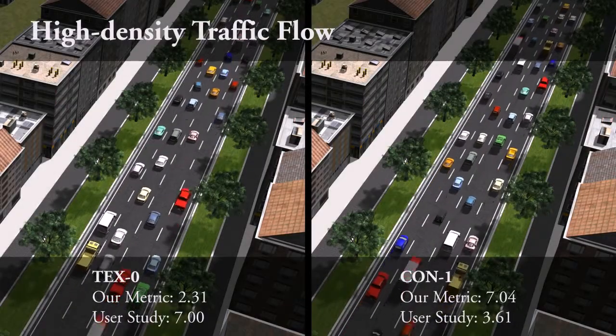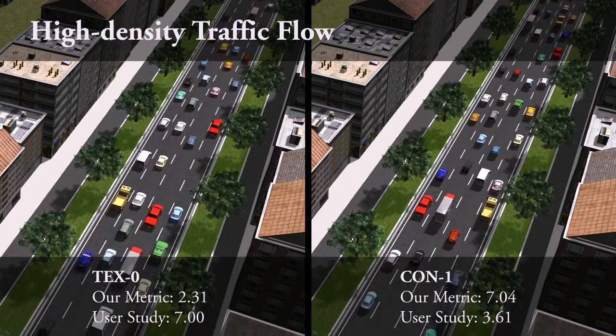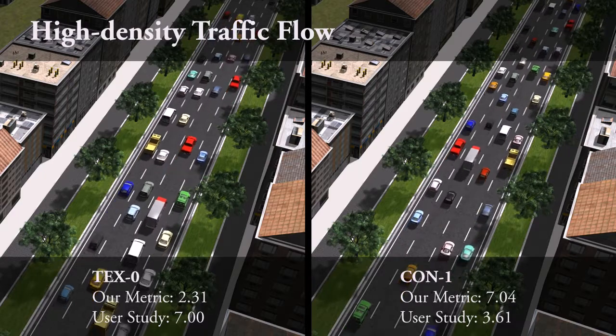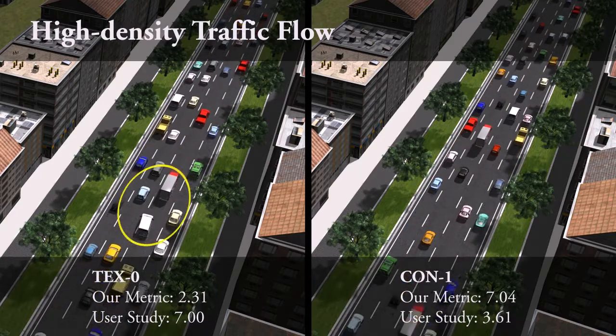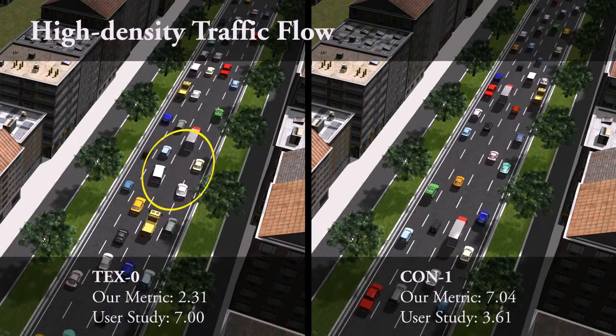The second scenario is traffic flow and high density. The result on the left-hand side shows better fidelity. Because traffic congestion with flexible braking and lane-changing vehicle behaviors can be clearly observed. We highlight them with yellow circles.